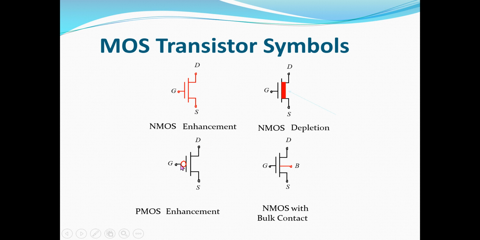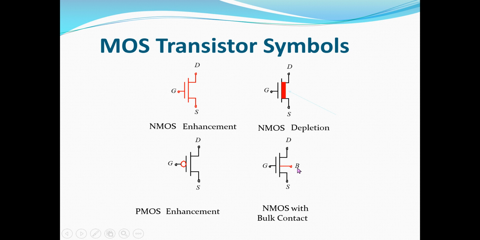Anyway, we know the difference between NMOS and PMOS is a bubble at the gate terminal. But to identify between enhancement mode and depletion mode, you do not find any thick line at this part. It is called an enhancement mode PMOS transistor. If there was a thick line, we call it a PMOS depletion mode transistor. And this is another kind of notation for the transistor. It's an NMOS with a bulk contact. Here in the three-terminal transistors, there is no fourth terminal. But this is how the fourth terminal MOSFET looks. This is a bulk contact.